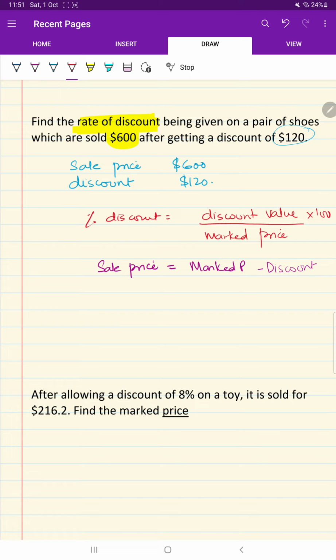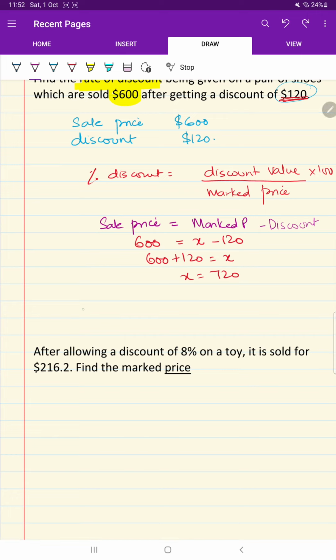Okay. Do I have sale price here? Yes, which is 600. Do I have marked price here, which is X? I don't know. Discount is, it says after a discount of $120. I can clearly say it is $720, right? But this is not my final answer. Why? Because I have to find discount percentage. So discount percentage using this formula will be discount value upon marked price multiplied by 100. Okay, this gives me 16.7%.